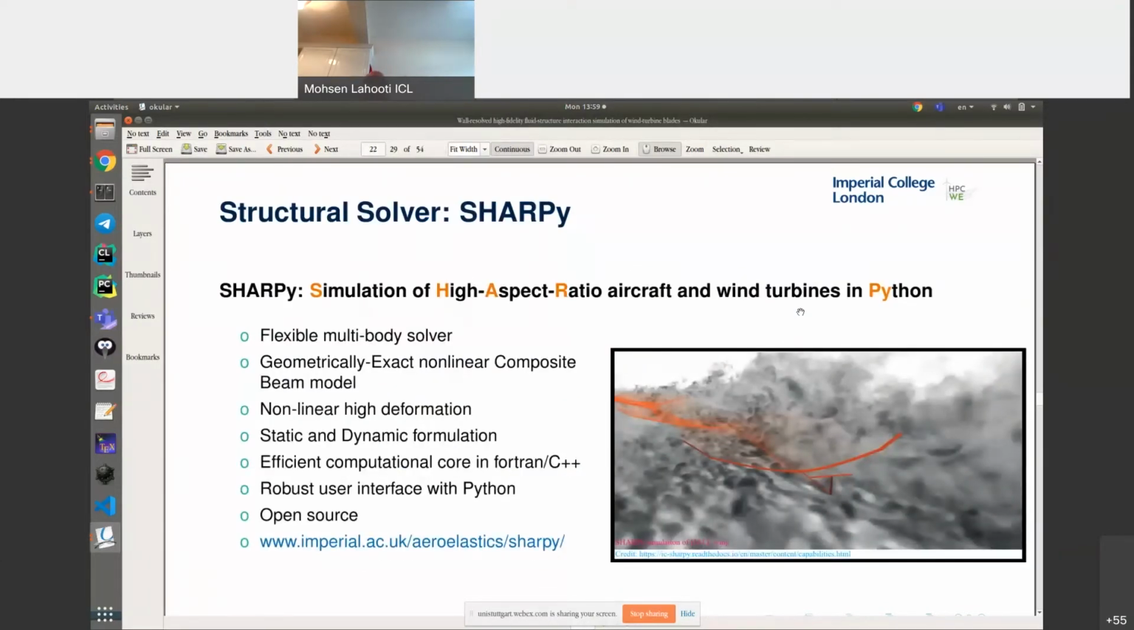For the structural solver, we use the SHARPy package. SHARPy stands for Simulation of High Aspect Ratio Aircraft and Wind Turbines in Python. It's an open source package developed at Imperial College as well.